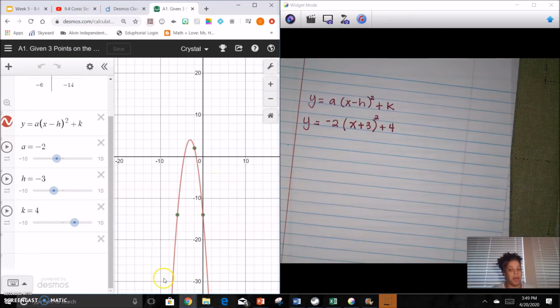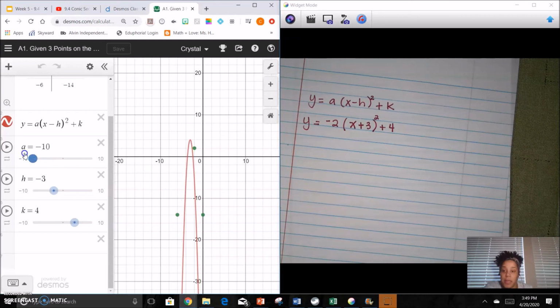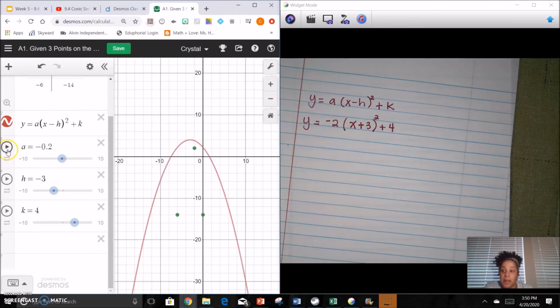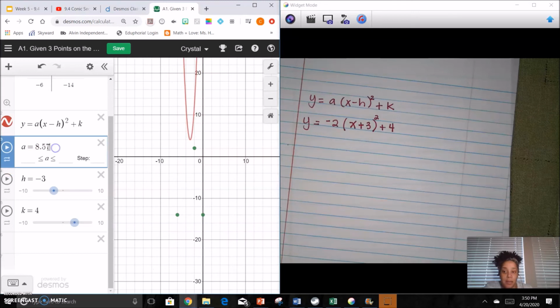We can see that this parabola opens down. Now, I want you to practice moving these sliders and see what they do. When A changes, look how narrow the parabola gets. When it gets bigger, look how wide, and then going positive, it flips over. As a matter of fact, you can press play here and it will do this for you over and over again to show you what happens when you change the value of A. Okay, so I'm going to stop it and put this back where it was, at -2.